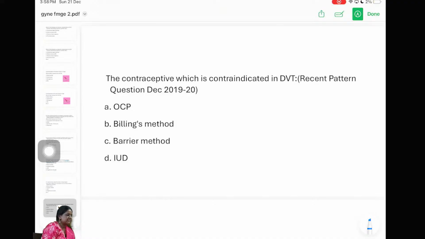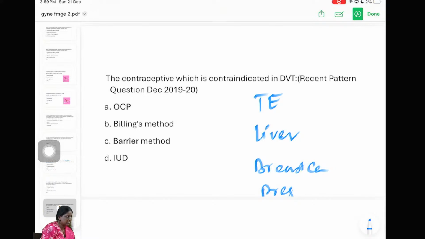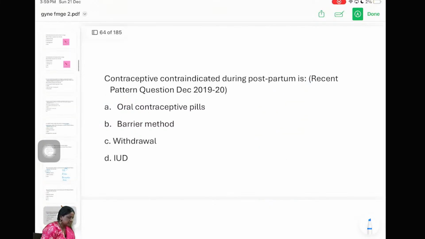Yes, oral contraceptive pills. Because with oral contraceptives, I said thromboembolic disorders is a contraindication, liver disorder is a contraindication, breast CA is a contraindication, and pregnancy and lactation are contraindications. So here OCP, because DVT is a thromboembolic disorder. Which contraceptive is contraindicated in postpartum?